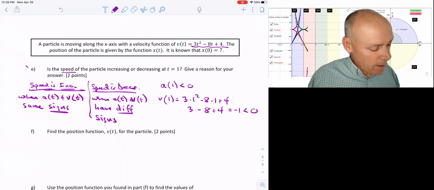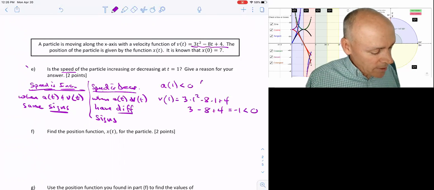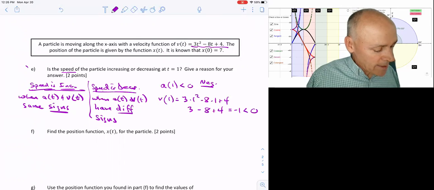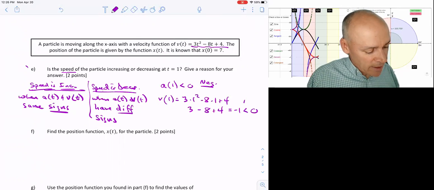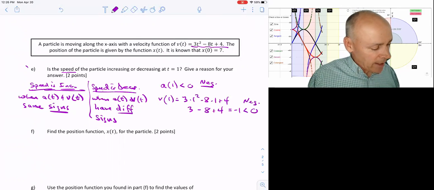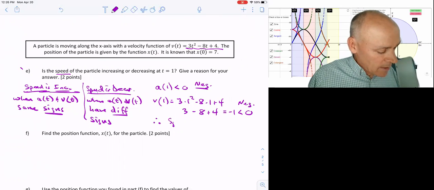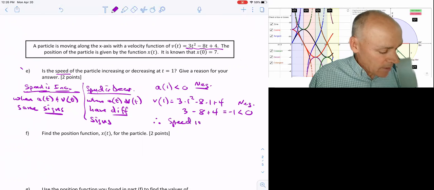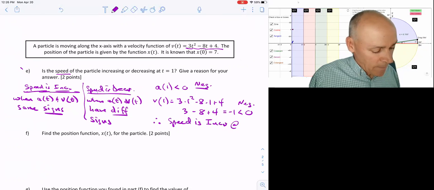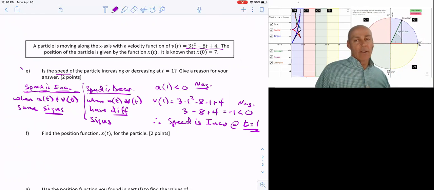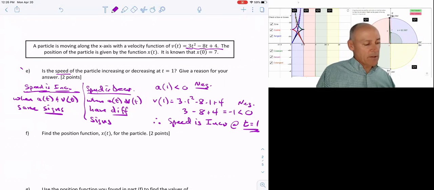So therefore, acceleration at time 1 is negative. Velocity at time 1 is negative. The signs are the same. So therefore, speed is increasing at t equals 1. Okay, that's it. I got to look again. If it's speed, I have to compare the signs of both velocity and acceleration at that particular time.